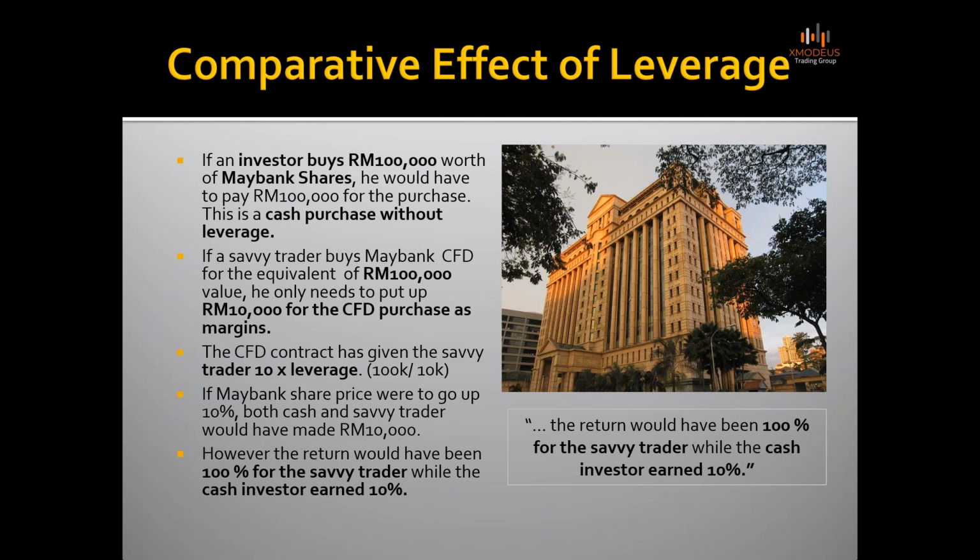However, the return is very different for the savvy trader, because the savvy trader would have made 100%, right? His deposit was 10,000 for the CFD, and he made 10,000. So the savvy trader earned 100%, while the cash investor earned 10%. So this is the effect of leverage, and this is the power, and this is the main feature of trading CFDs.